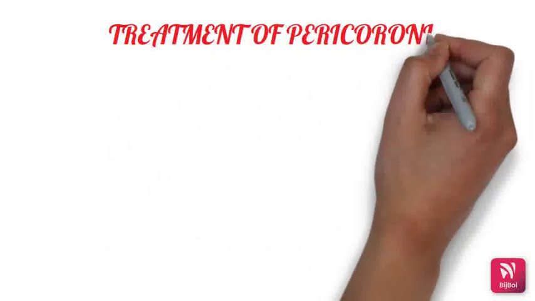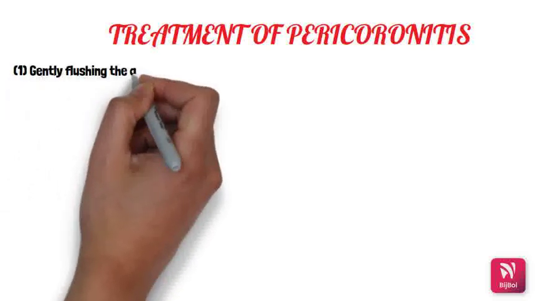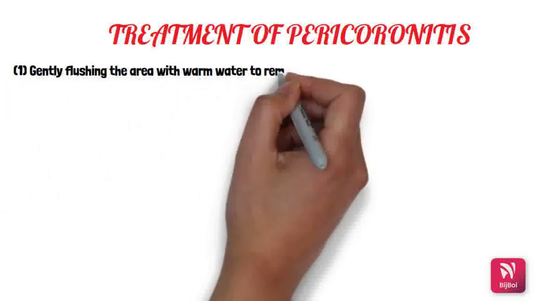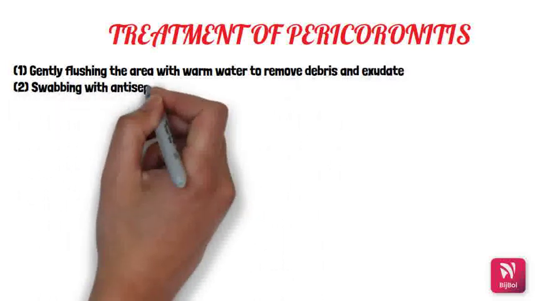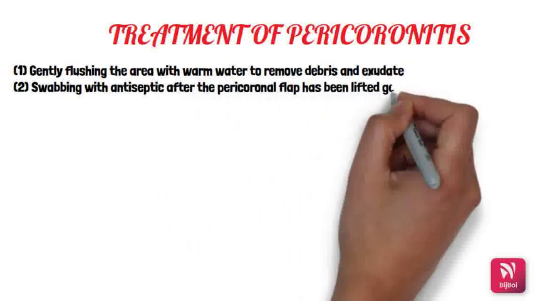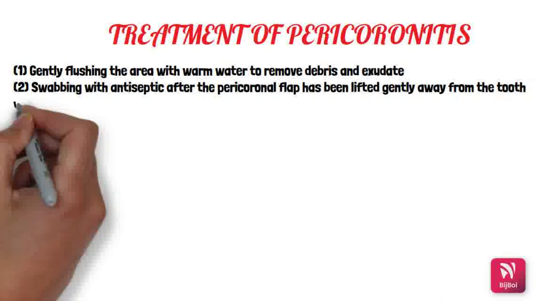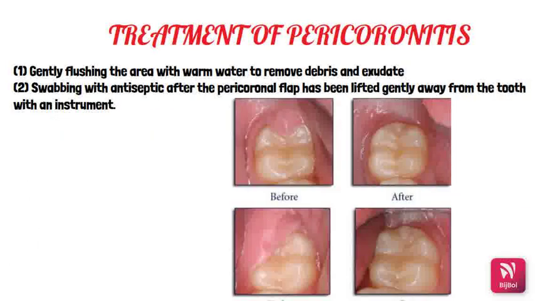Next, we will learn about the treatment of pericoronitis. This treatment depends on severity of inflammation, systemic complications, and whether you're planning to retain the tooth or extract the tooth. This treatment consists of gently flushing the area with warm water in order to remove the debris and the exudate. You lift the pericoronal flap with an instrument and gently swab with the antiseptic. Occlusion is also evaluated. In the picture, you can see the procedure of operculectomy wherein the pericoronal flap has been excised. This is done once you have planned to retain the tooth.